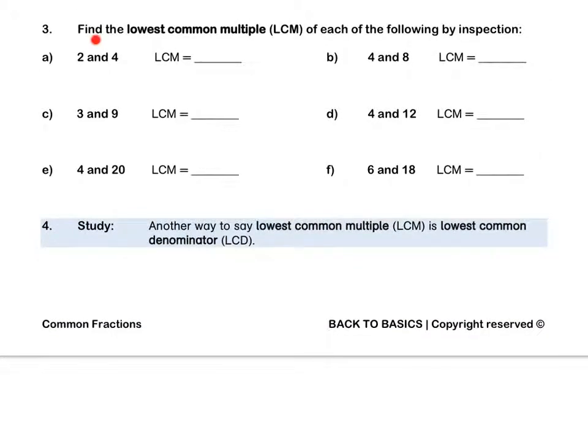Question 3. Find the lowest common multiple of each of the following by inspection. 2 and 4, we know that the lowest common multiple is 4. 3 and 9, the lowest common multiple of 3 and 9 is 9. They both fit into 9. Pause this video to complete question 3. Question 4. Another way to say lowest common multiple is the lowest common denominator. Remember this for the next page.